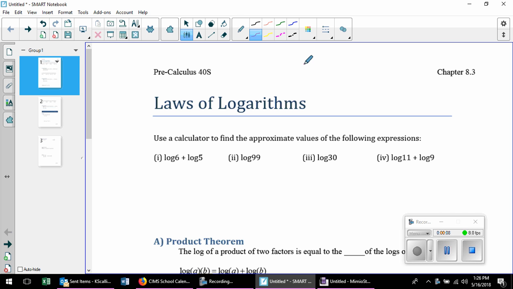Okay, so what you need to do is, what is the base on any of these laws? 10. They're not stated, so they're 10. They're our standard law. Right? You all know that? So what would you do in your calculator? Log 6 plus log 5.